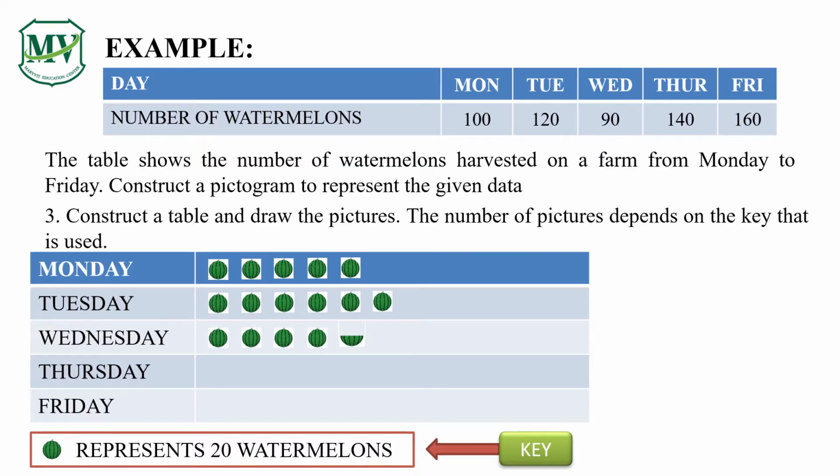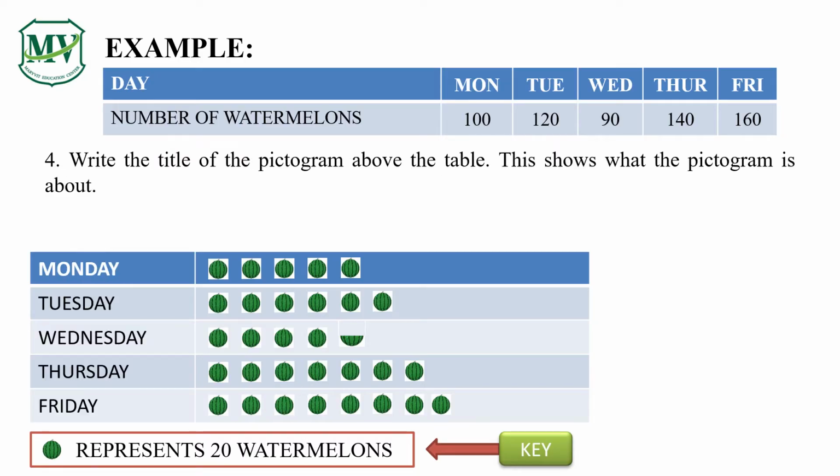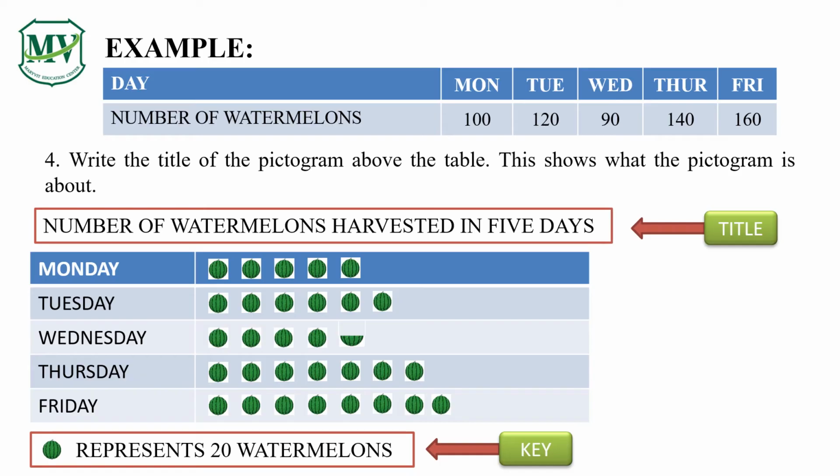On Thursday, they harvested 140 watermelons. 140 divided by 20 is 7. So I draw 7 watermelons. On Friday, they harvested 160 watermelons. 160 divided by 20 is 8. So I draw 8 watermelons. Step number 4. Write the title of the pictogram above the table. This shows what the pictogram is about. The title of this pictogram is Number of Watermelons Harvested in 5 Days.